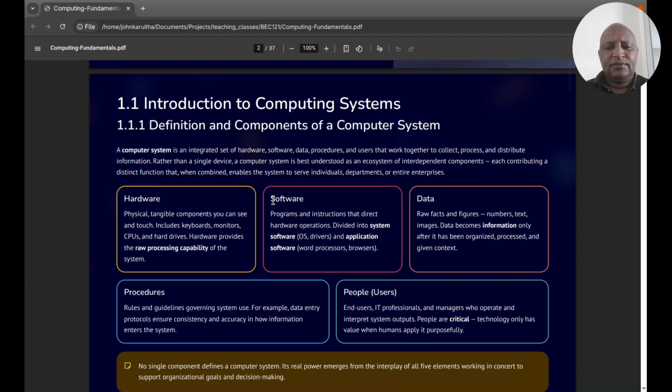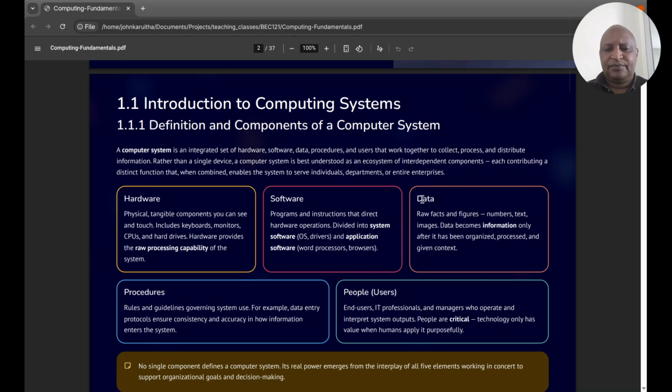We have the software. These are programs and instructions that direct hardware operations. And they are divided into two types of software. We have what we call system software, which includes the operating system and drivers. We are going to look at that in more detail. And application software. This is what you actually use. Application software is what we actually use. The word processor, you go there and open Google Chrome. You want to type something in Excel. You want to edit a video on GIMP and the others, and so on and so on.